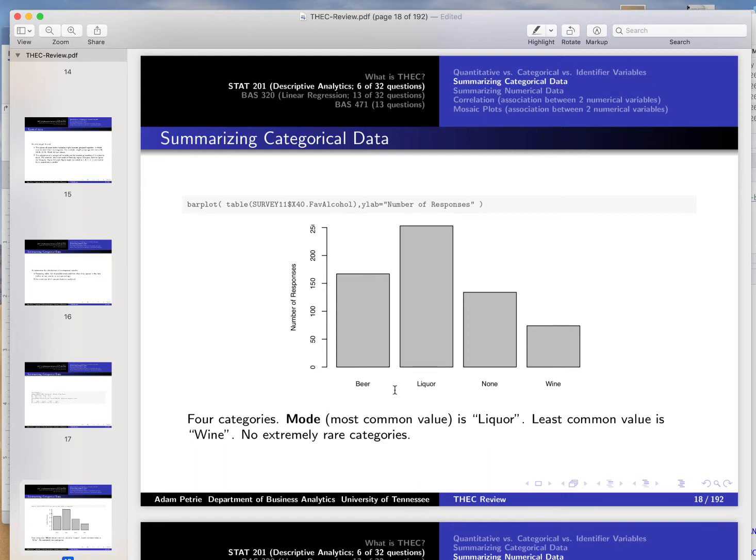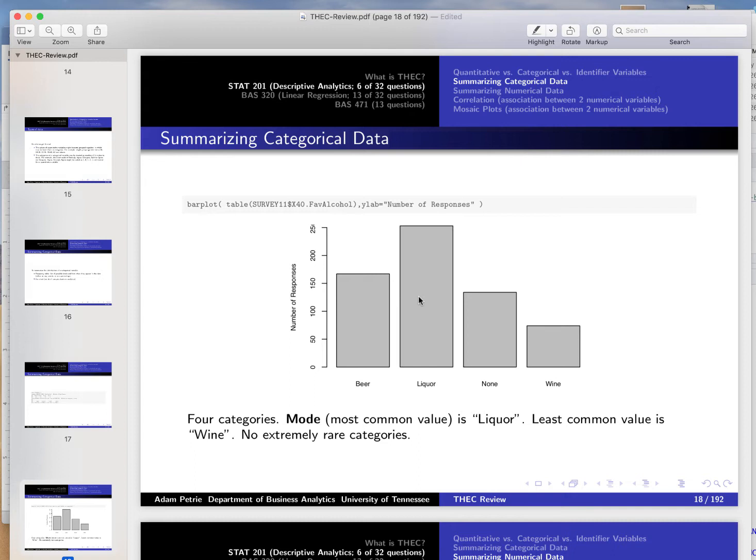So once we have that, well, what can we do to describe the distribution? What things do we focus in on with that distribution? Well, one thing that we talk about is the mode of the distribution. So which value or which category most frequently occurs in the data. So the mode for the favorite alcohol distribution is liquor, because that was the one that was most frequently listed.